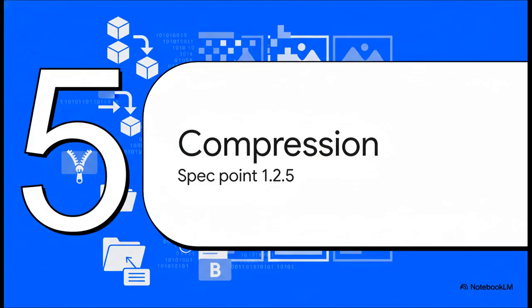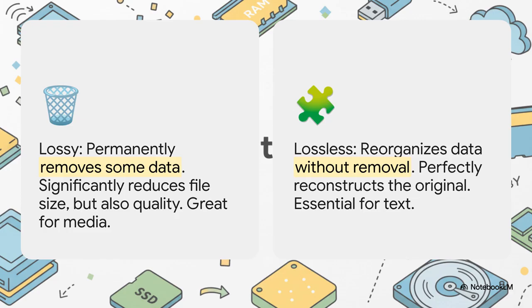So since all that data can create some massive files, we need a way to shrink them down. And that leads us to our last big topic, compression. Let's look at what Spec Point 1.2.5 says you need to know. Compression basically comes in 2 main flavors: lossy and lossless. Lossy compression makes files way smaller by just deleting some of the data permanently. It's great for things like photos or music, where you probably won't even notice the missing bits.